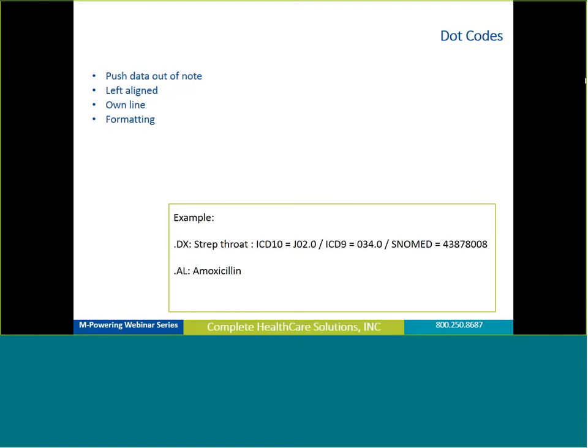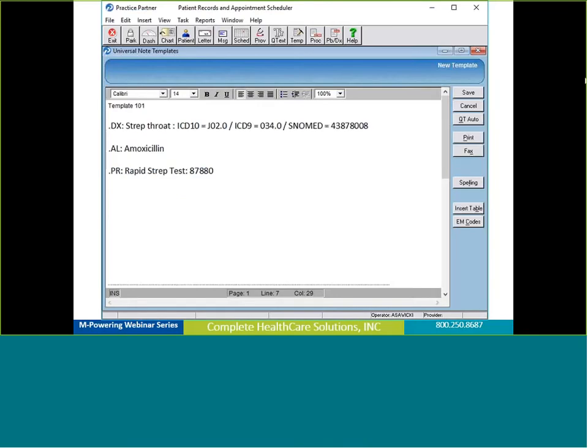The next one we see is the allergy, so this will add a new allergy to the allergy list. And our third example is showing us that it will push out a procedure to the procedures tab on the problem list with the appropriate CPT code. This is the format of what the code should look like inside of a template. For a list of all the complete dot codes, please check the Help menu within the software.